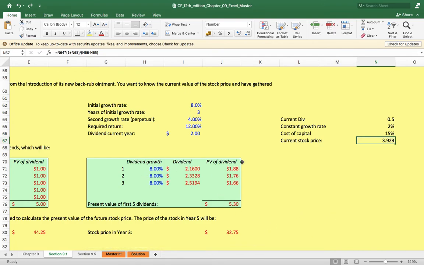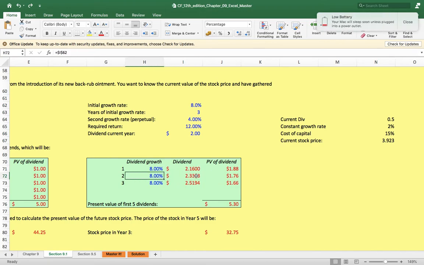Okay. So 2.16, its present value will be coming 1.88. Now, same like that, second year, what will be the dividend? Second year dividend is equal to first year dividend multiplied by 1 plus growth is equal to 2.33, present value is 1.76. Now, third year dividend, second year's dividend, 1 plus growth, the present value is 1.66. So, all the present values we calculated as 5.30.